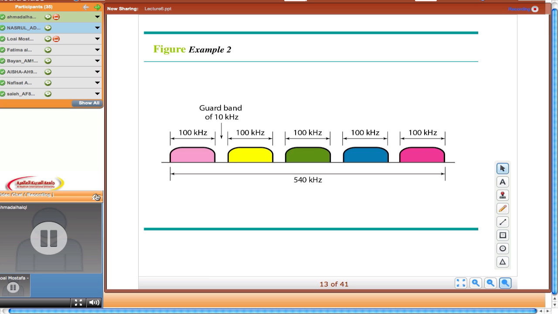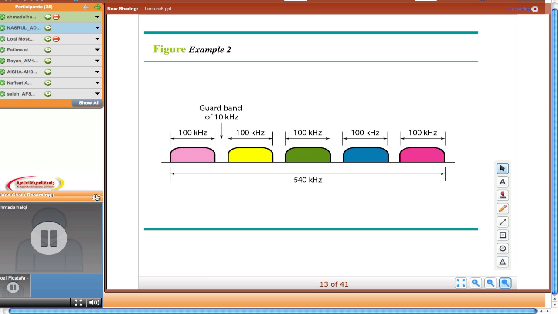In this example, example 2, we have just 5 channels with 5 signals. Each one is of 100 kilohertz bandwidth. But because we have to use guard bands. Guard band is some gaps between each one and the other.